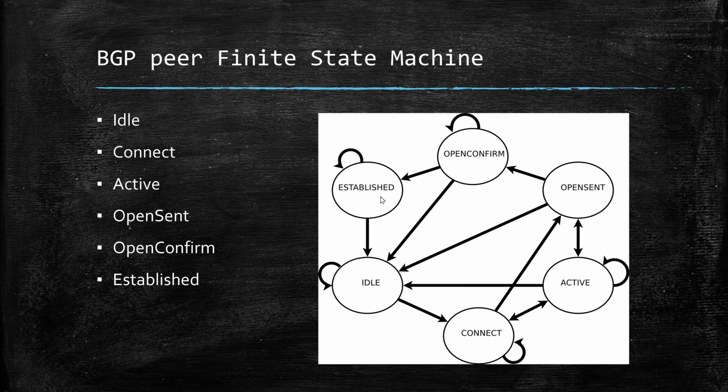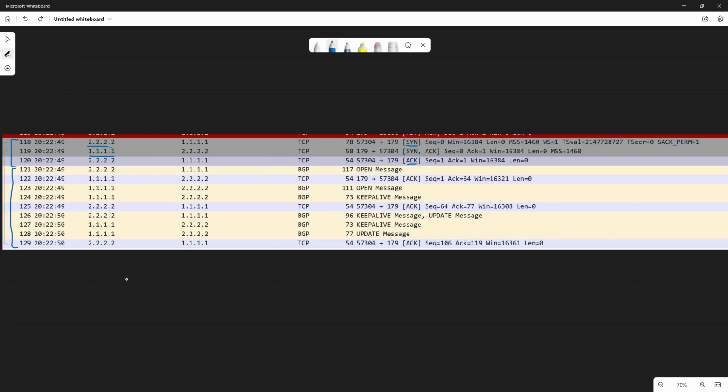Once it gets to the established state, the BGP session is up and running and the neighbors can start exchanging routing information. Now that we have seen the BGP finite state machine, let's get back to our packet capture and see what happened. So let's correlate router 1 and router 2 states with the output we have here.